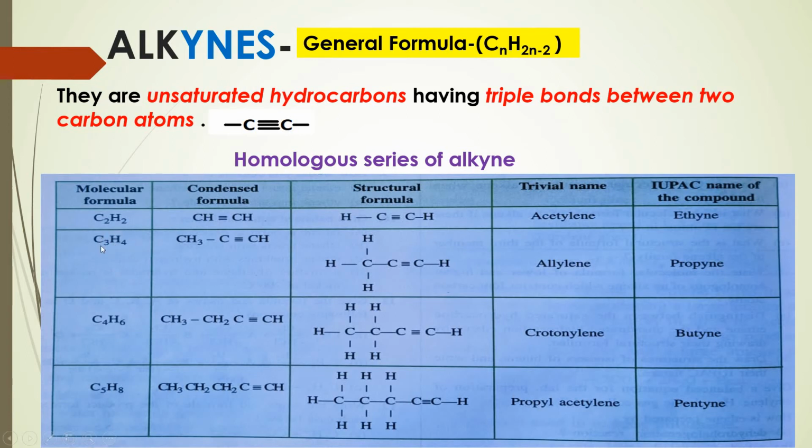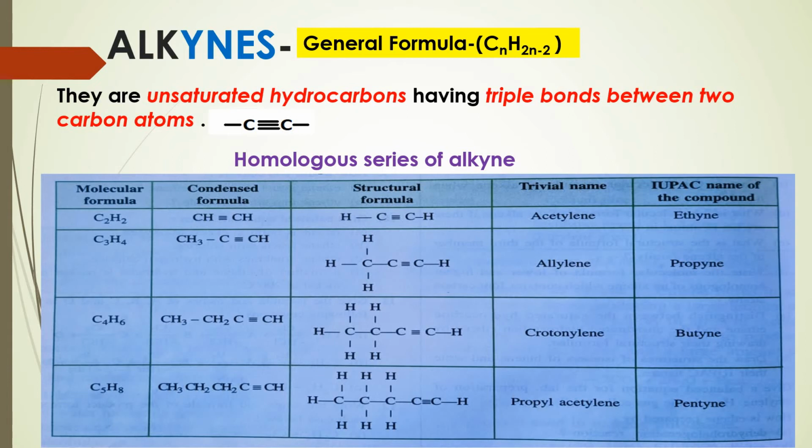Another compound is with 3 carbon atoms, so it is propyne. This is the condensed formula, and this is the structural formula where all the bonds are shown, and the common name for propyne is allylene. In the same way, as the number of carbon atoms increases, we get different types of alkyne compounds.